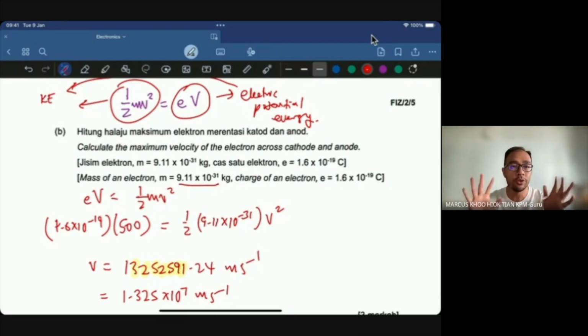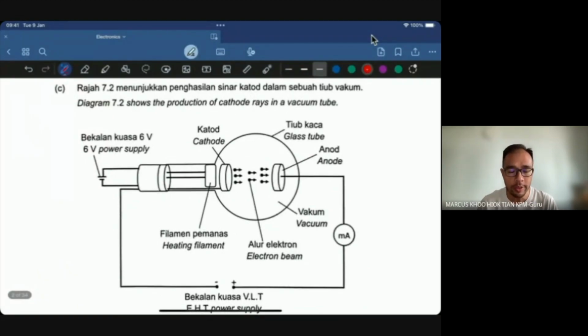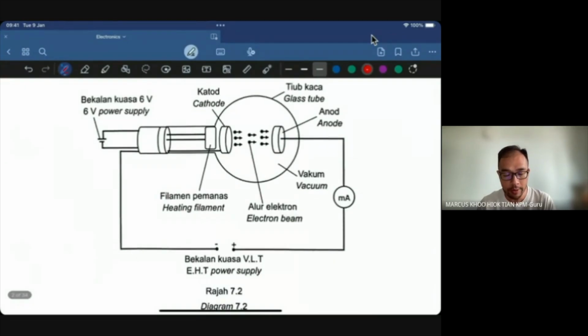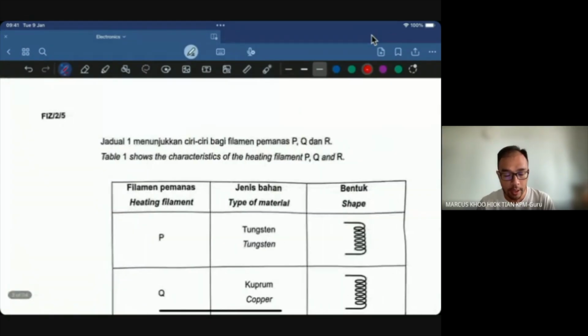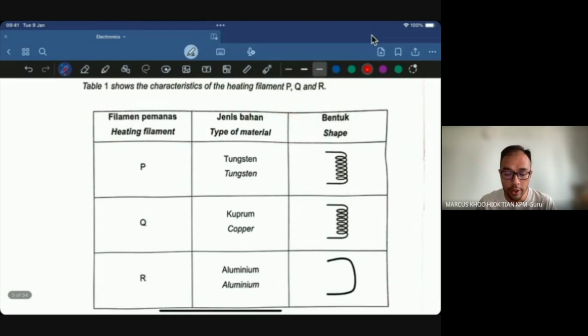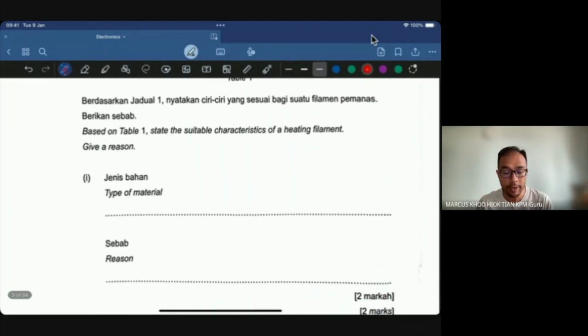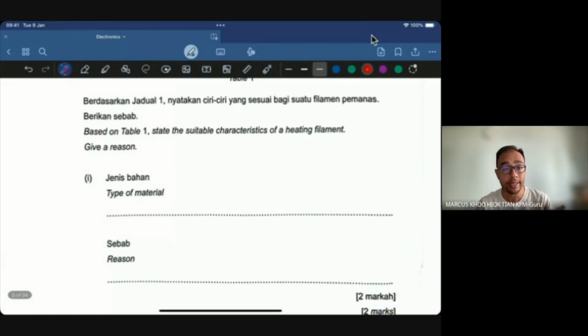Okay, so you need to know how these two are related. All right, diagram 7.2 shows the production of cathode rays in a vacuum tube. Shown over here. All right, table: characteristics of the heating filament P, Q, and R. You've got two choices: type of material and shape. Based on the table, state the suitable characteristics.